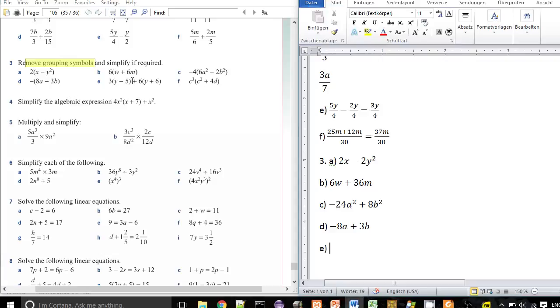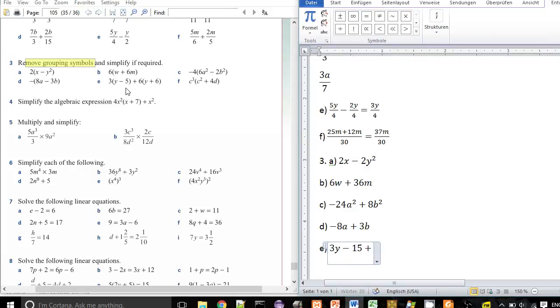Okay, this one we'll have to probably simplify. So 3y minus 15 plus 6y plus 36. Okay, 3y plus 6y is 9y, and I can just change the order here. So notice the plus in front and the minus in front stays with it. So 36 minus 15 is 21. Plus 21.